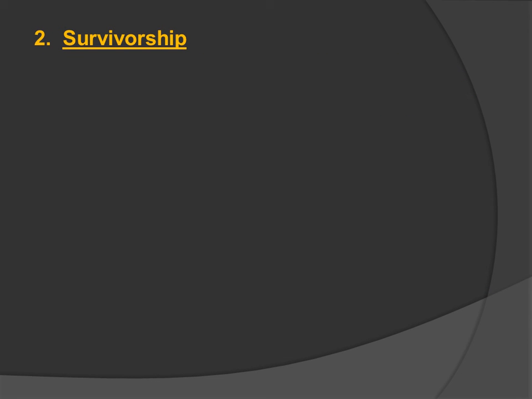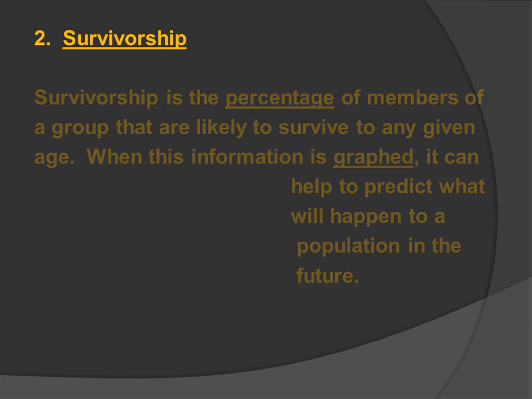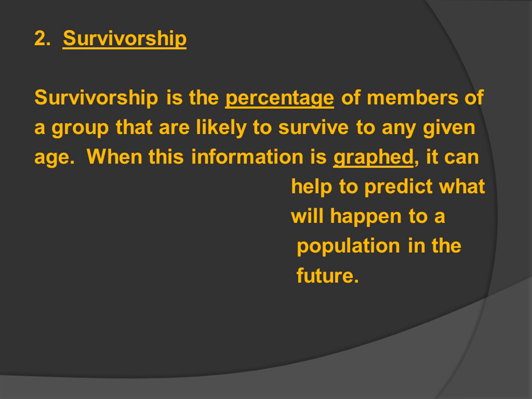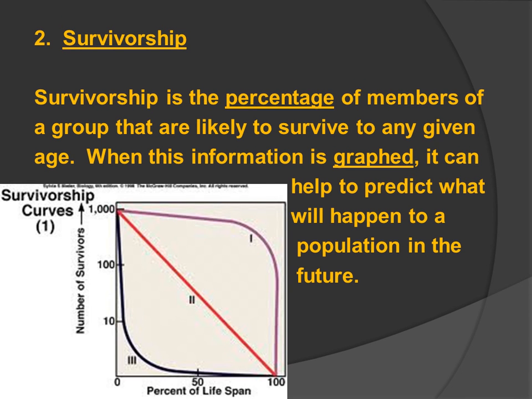Number 2, survivorship. Survivorship is the percentage of members of a group that are likely to survive to any given age. When you graph the information, it helps to predict what will happen to the population in the future. Now, here's what this graph is showing. All right, over here on the side is the number of survivors, and it's up to 1,000. Down on the bottom is what percentage of the lifespan.